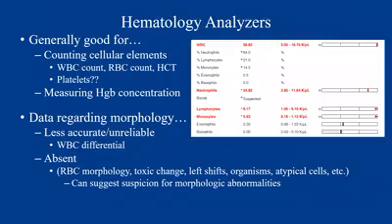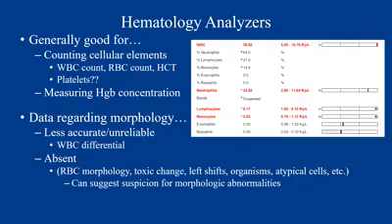So generally, hematology analyzers are good for counting our cellular elements. So it can do things like our white cell count, our red cell count, our hemoglobin concentration, our hematocrit. Platelets, questionable, right? Because we all know that platelet clumps are the bane of most veterinarians' existence. So if you get a low platelet count from your analyzer, the first thing you need to do is check your slide or your tube for platelet clumps, because if there are some clumps present, that can spuriously drop your platelet count.